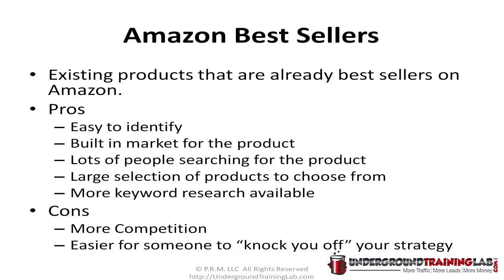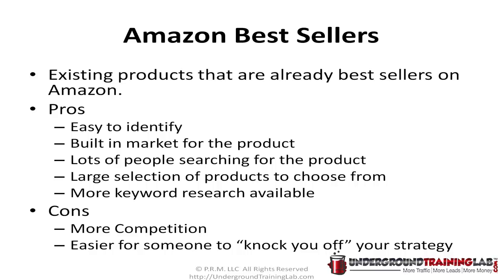The pros to this method is that they are easy to identify. They're already on Amazon. They are already bestsellers, and Amazon will tell you that they are bestsellers, so they make your job easy. It also means that there's a built-in market for the product because enough people have bought them that they've already become bestsellers. It also means that lots of people are searching for the product, because if they're bestsellers on Amazon, Amazon is only one of thousands, if not tens of thousands of websites that sell these products online.